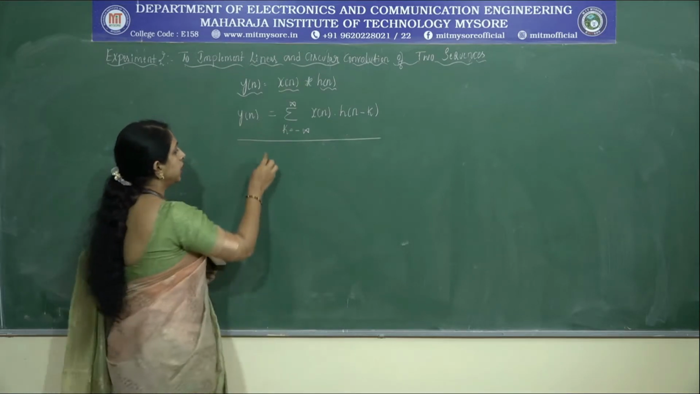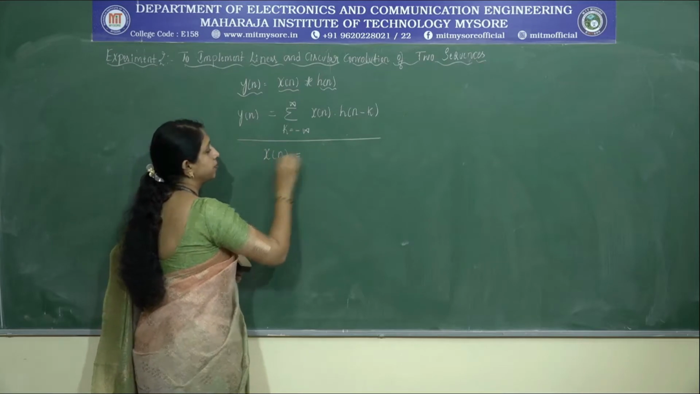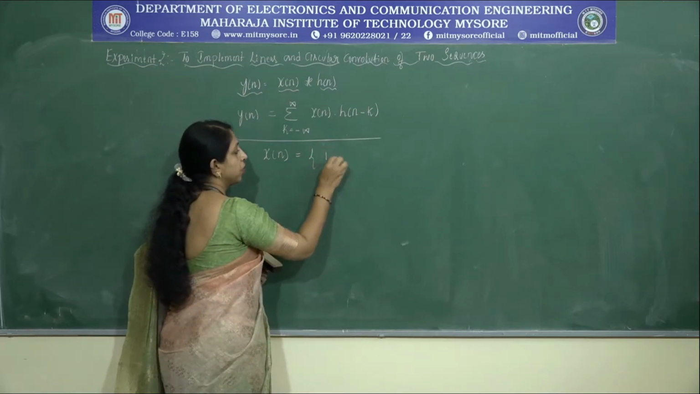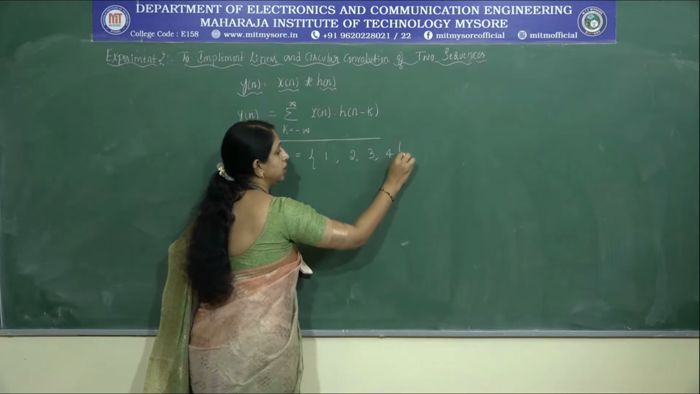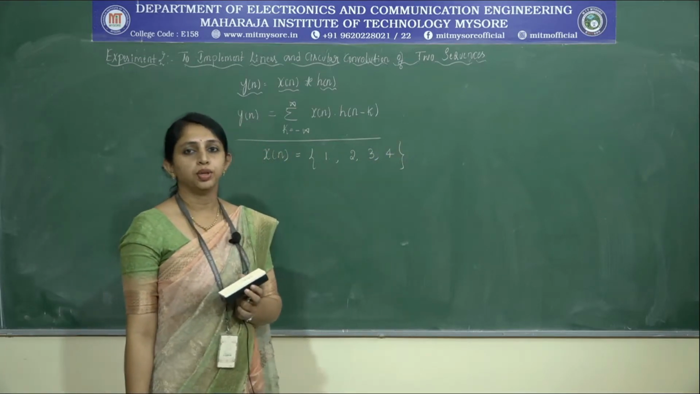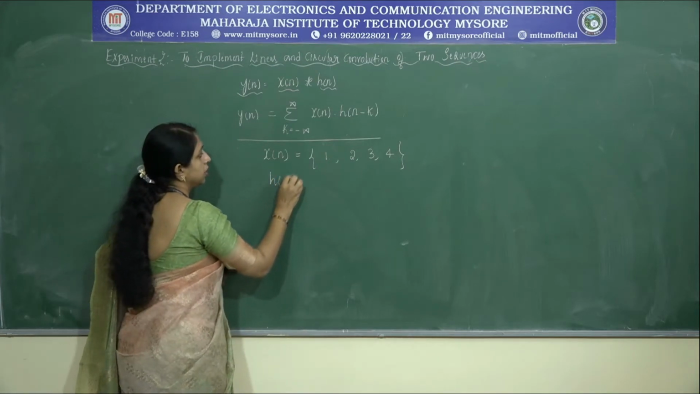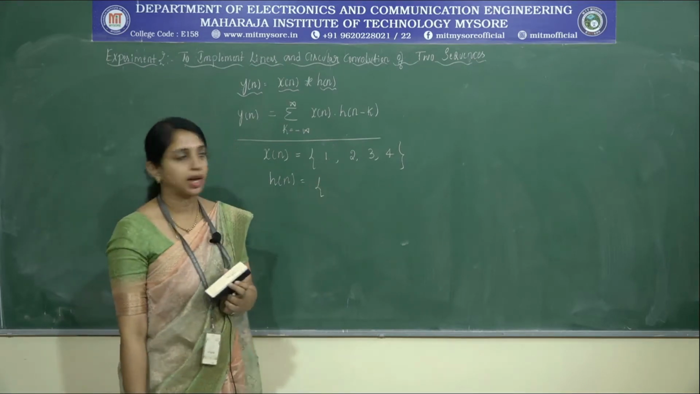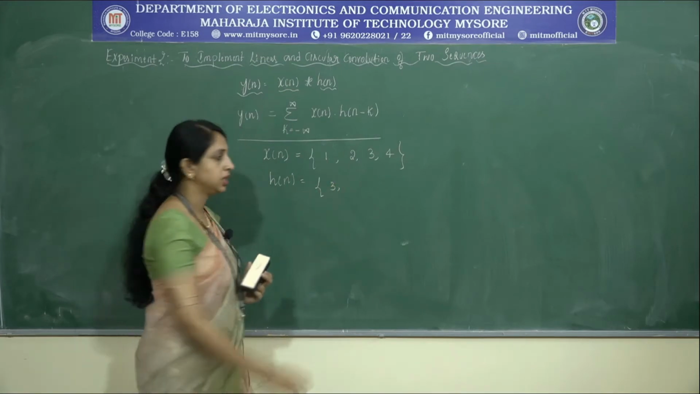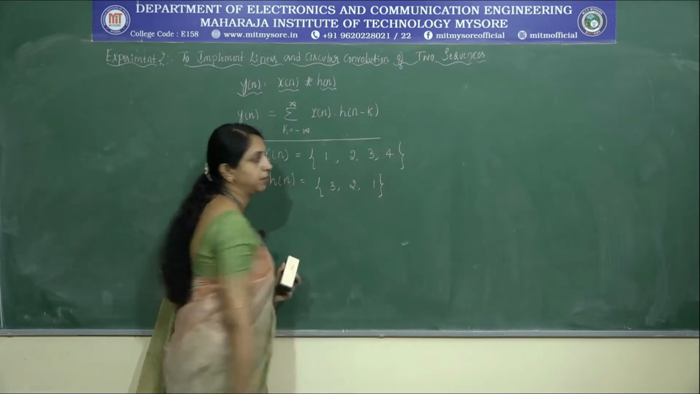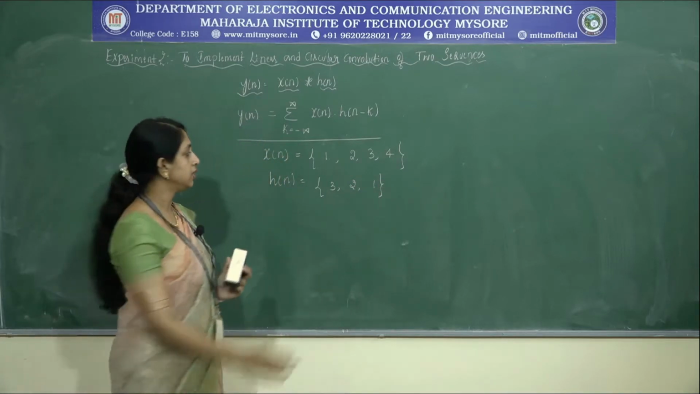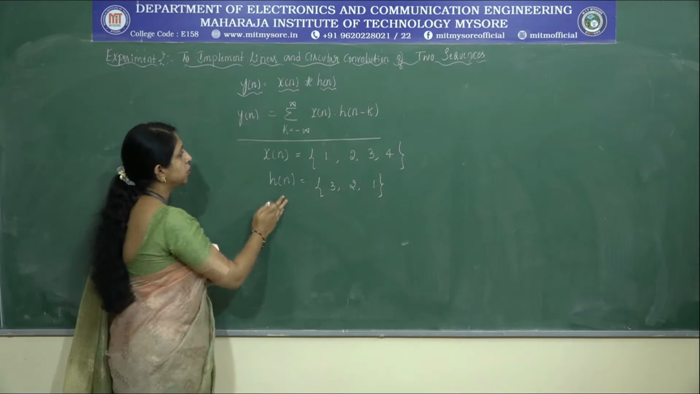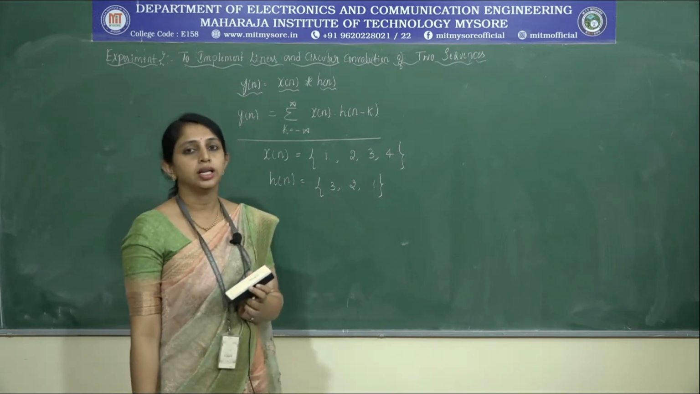For this, let us consider any two sequences. You can choose any values for these sequences. I will go for x of n equal to 1, 2, 3, 4. So, this is the first input x of n. Then I will take a second sequence h of n. You can consider any values here also. I will take the values 3, 2, 1. So, these are the two considered sequences in order to get a linear convolved output. Now, let us substitute these values into the linear convolution equation.